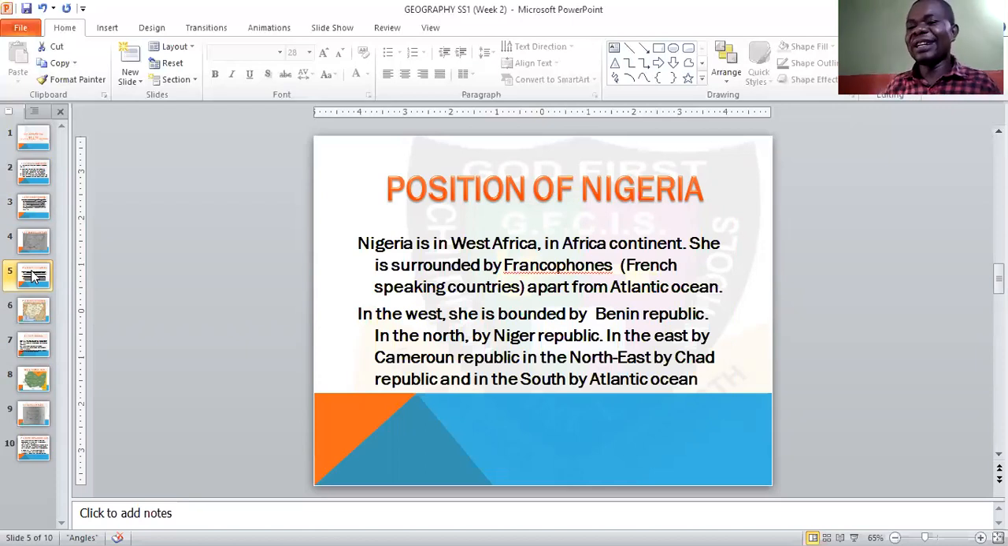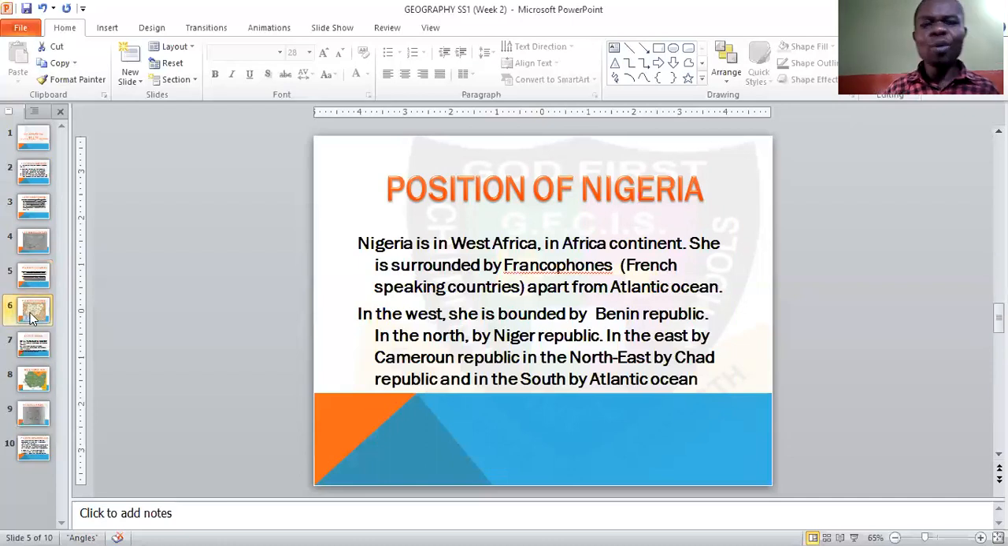Then in the northeast, we have talked about from the 4 cardinal points, you remember we get the 8 cardinal points. So in the northeast, Nigeria is bounded by Chad Republic. Then in the south, I've said before, we have the Atlantic Ocean. These are the boundaries Nigeria has. This is the position of Nigeria.